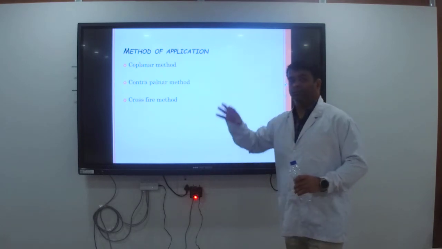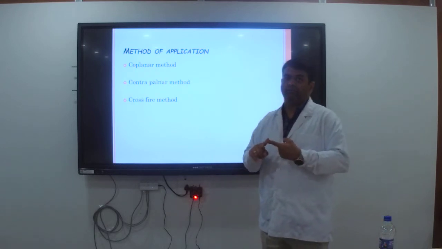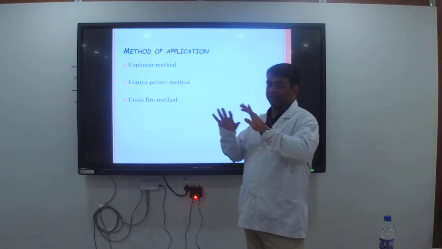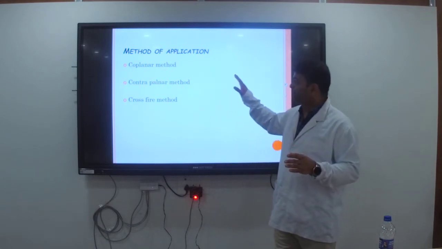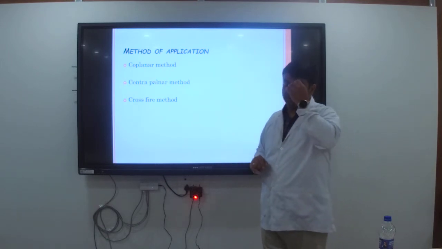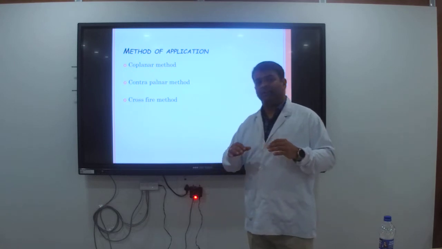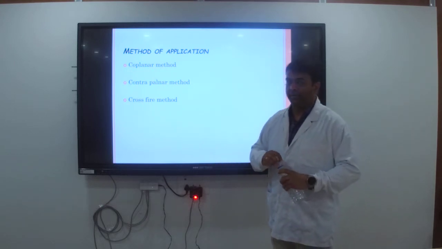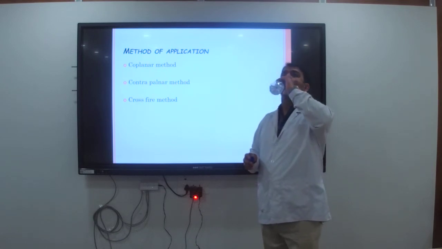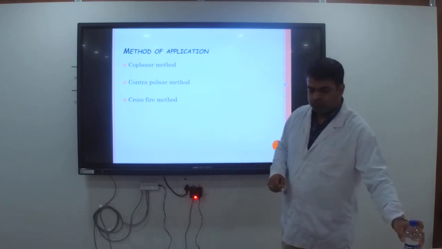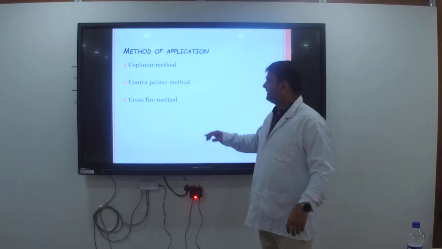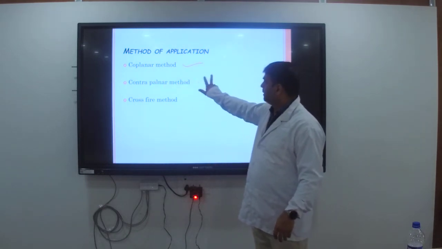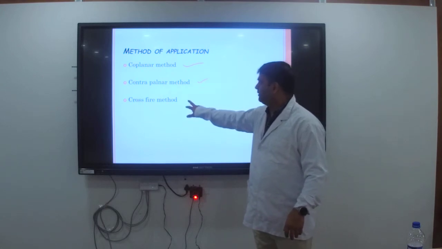So we have seen the machine, and the electrodes through which we give the treatment. I have explained to you the working of the SWD machine. Now there are particular methods through which we can give the treatment. That's coplanar, contraplanar and crossfire.